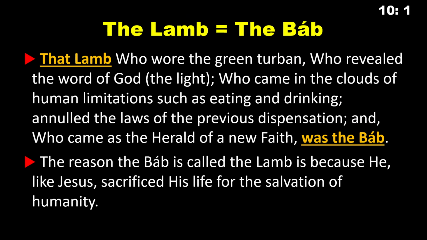The Lamb who wore the green turban, who revealed the Word of God, the light, who came in the clouds of human limitations such as eating and drinking, annulled the laws of the previous dispensation, and who came as the herald of a new faith, was the Bab. The reason the Bab is called the Lamb is because he, like Jesus, sacrificed his life for the salvation of humanity.